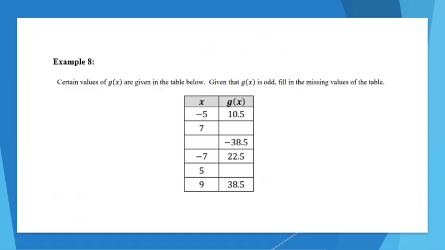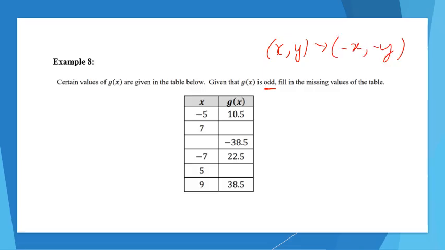All right, so for example 8, we're going to use those x-y coordinate rules for even and odd functions to help us answer the next few questions. Certain values of g(x) are given in the table. We are given that this function is odd. Typically with these questions, they will say this table or this function is even or odd, and then you use the rule to answer or find information about the table. So we know it's odd, which means if we have (x, y), we will have (-x, -y) on the table.